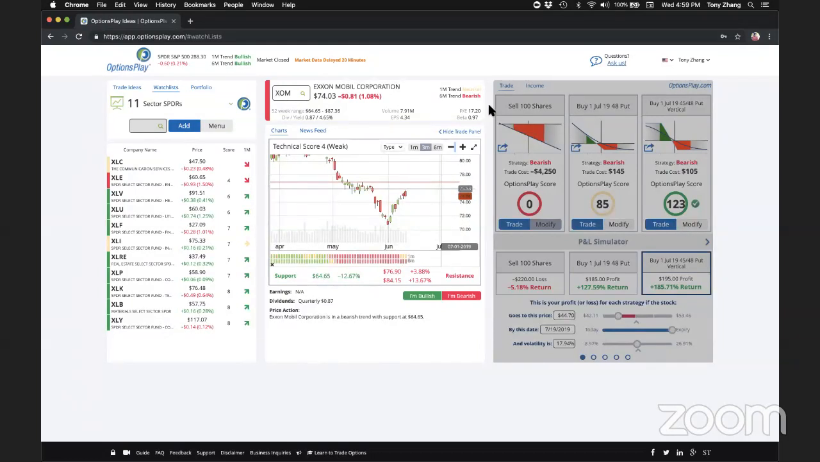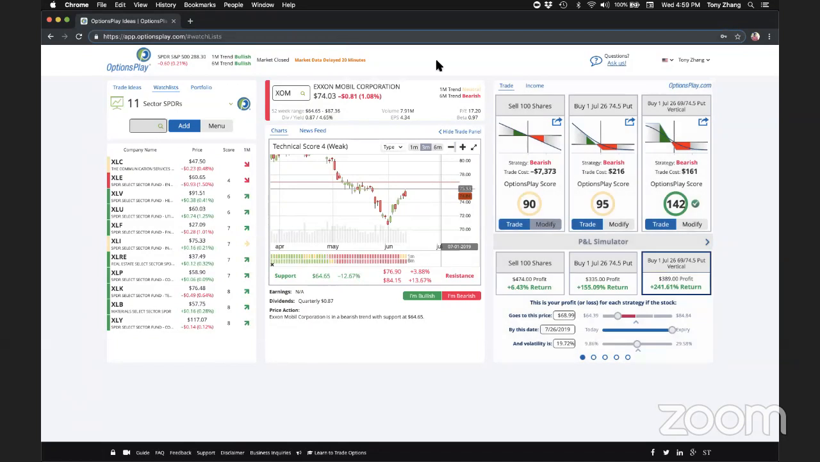So if I'm looking at some bearish strategies on ExxonMobil, let's see. As you can see, shorting that stock will cost me roughly $7,300 in margin. Buying a put option, $216. Buying that put spread, $161. And so if the stock declines to that $70 level that I'm expecting, that's a 5% return on shorting the stock, a 108% return on the put, and a 179% return on that put spread.